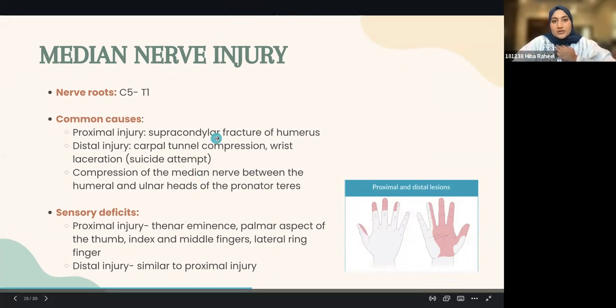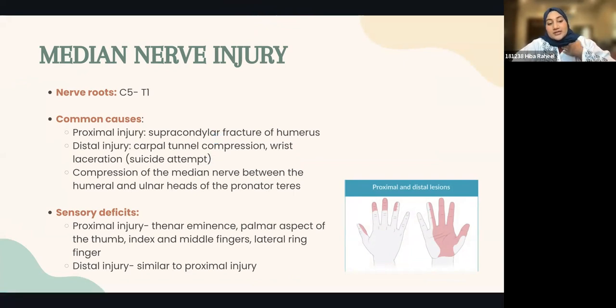Okay, so let's move on to the median nerve. As I mentioned previously, the median nerve travels in the middle of your arm and it goes underneath the cubital fossa, the antecubital fossa here. And the median nerve comes from C5 to T1.